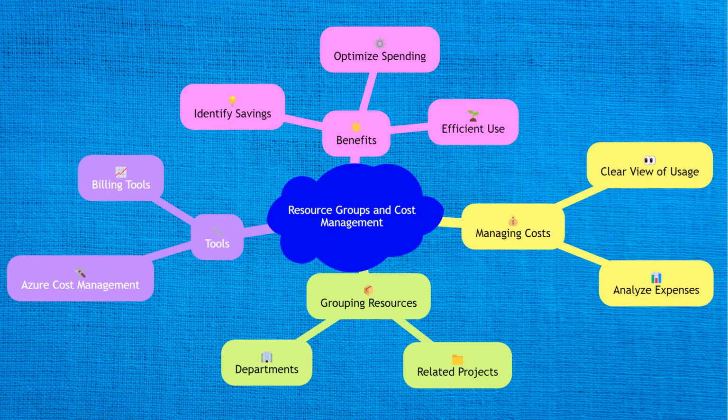Resource groups help in managing costs by providing a clear view of resource usage and expenses. By grouping related resources, you can easily track and analyze costs associated with specific projects or departments. Azure cost management and billing tools can be used to monitor and optimize spending within resource groups. This visibility helps in identifying cost-saving opportunities and ensuring that resources are used efficiently.